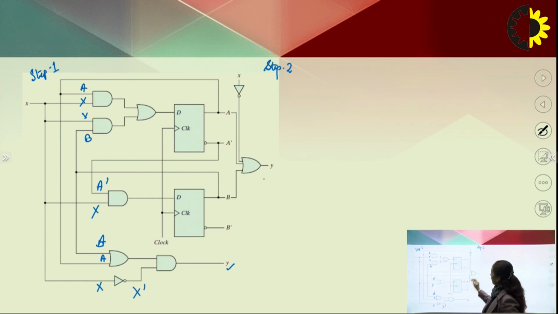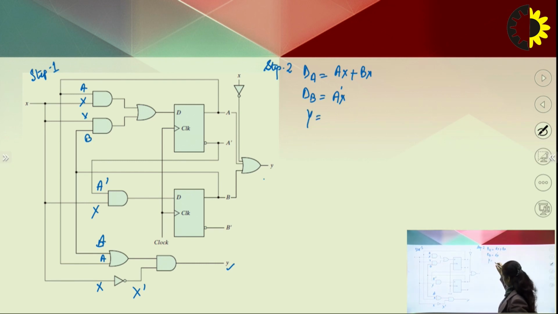So now we can see that the value of DA is AX plus BX. The value of DB is A bar X, and the value of Y is X bar A plus B, right? So these are the values of the inputs of each flip-flop, right?